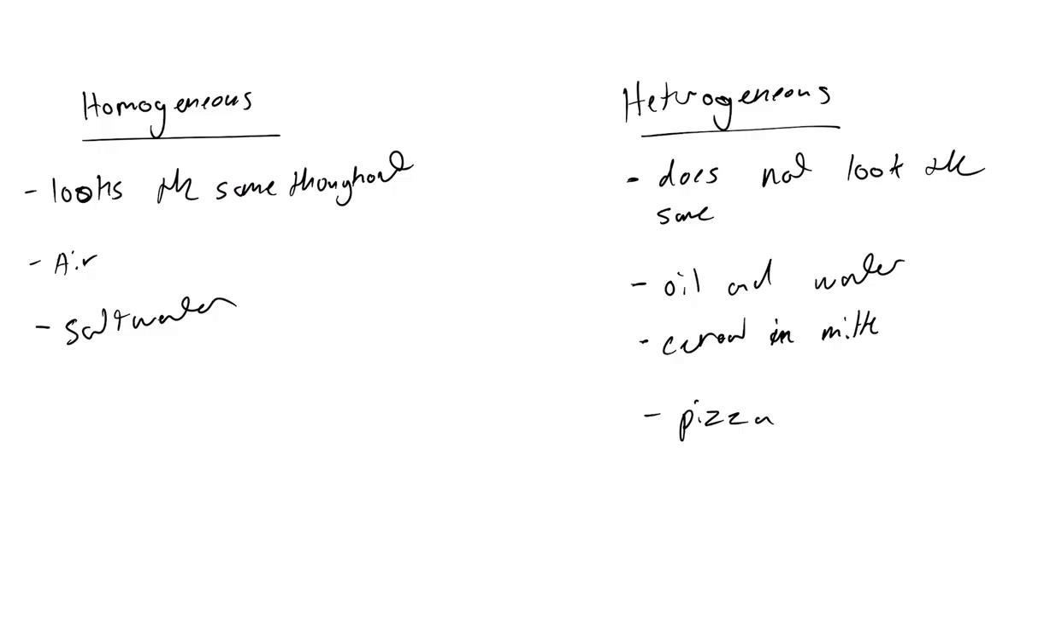And just as a key note, remember that if you're ever asked a question, if it looks the same all the way through, it's homogeneous. And if it looks different in different parts, it's heterogeneous. So next time you're eating lunch or mixing something in the lab, take a second and ask, is this a homogeneous or heterogeneous mixture? It's a small distinction, but it's a key concept in understanding matter and chemistry.